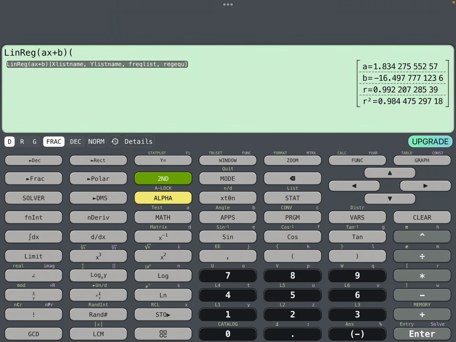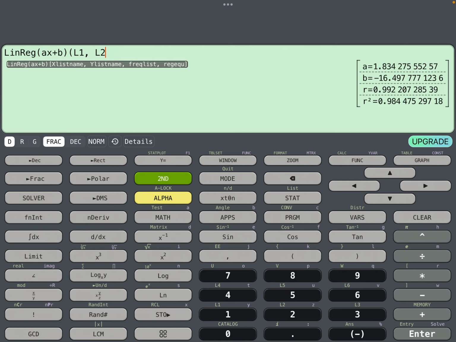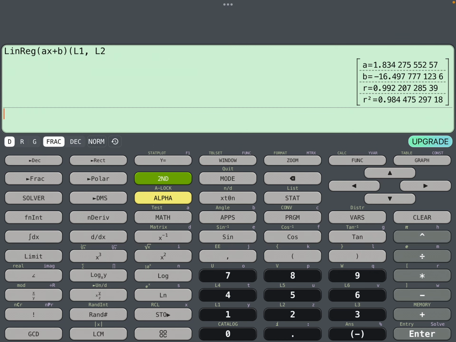And it's asked me to put my list name here, so on this I have to enter my list name, and we have to go to second, and above 1 is L1 in the same color, and then we have a comma which is above the 7, and then second, and above number 2 is L2, and we can just go and hit enter there. And it tells me my A, which is really M, and it tells my B, which is once again the B. And we can ignore the R and R squared for our purposes here.